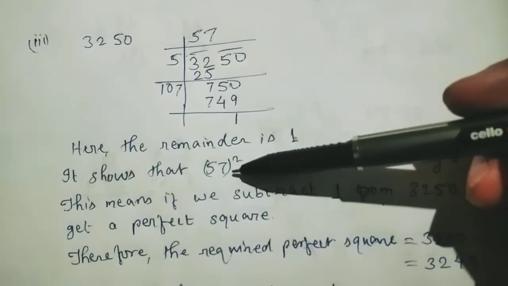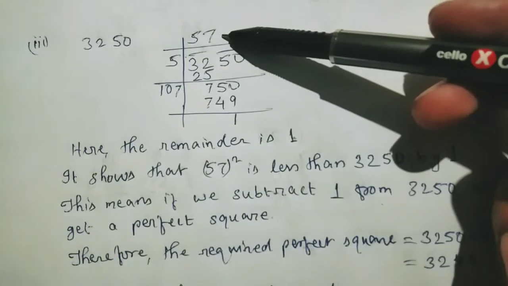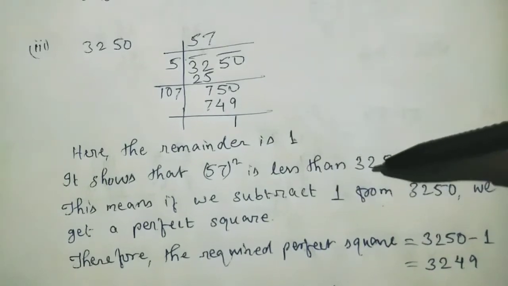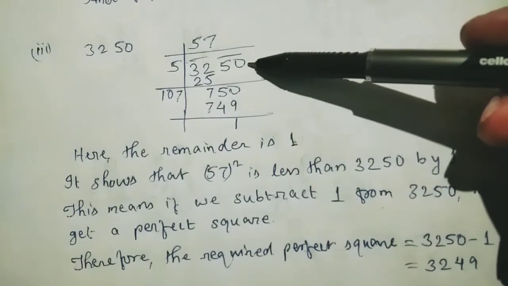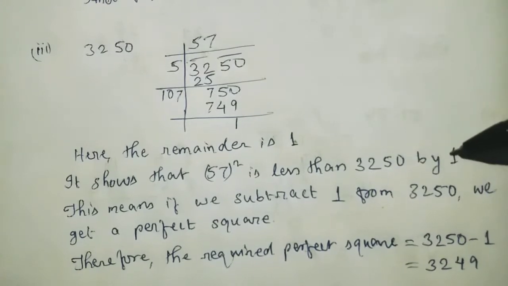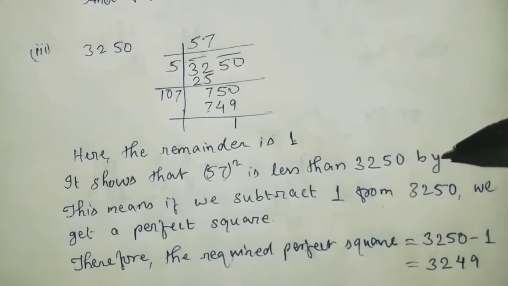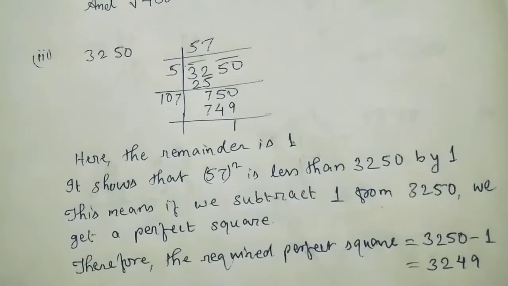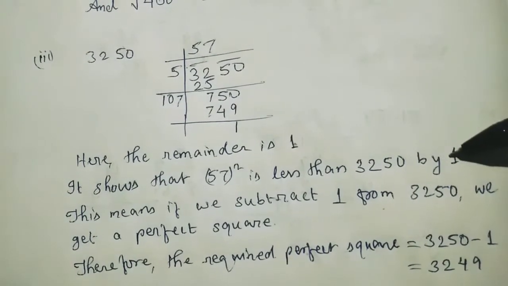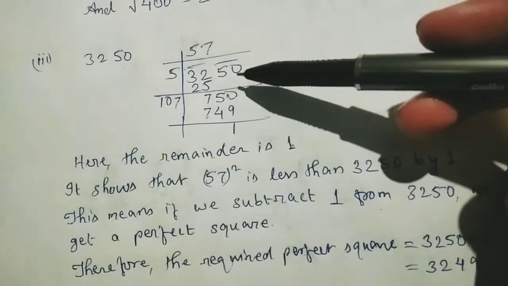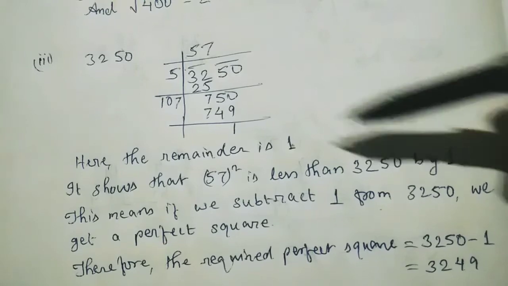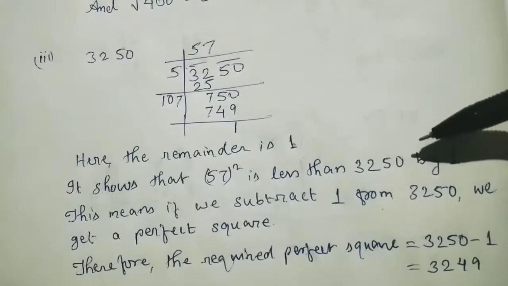It shows that 57 square, that means this quotient whatever you get, this square 57 square is less than 3250. Less than by what? This number by 1. So from where this 1 came? From the remainder. So always it is less than the remainder by 1. Okay, so whatever number you get here, it will be less than that number. So from the remainder, this number is less by 1.